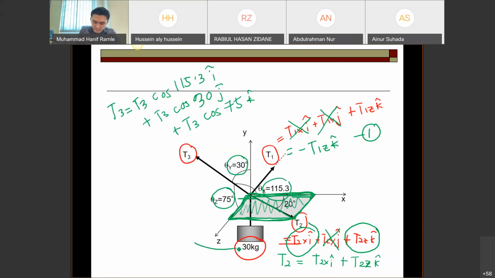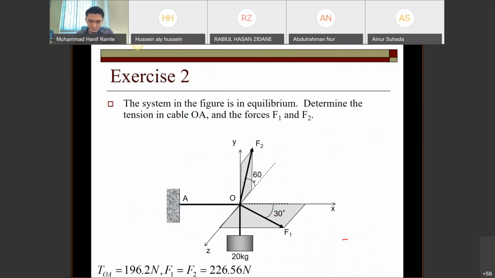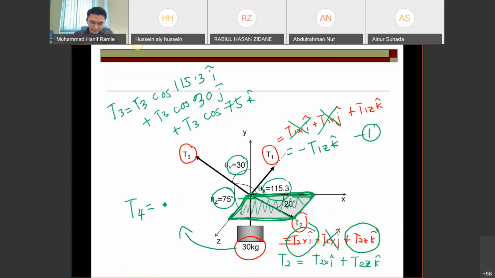And the last one, how many components are involved for the mass? Only one, the Y component. So let's say I put it T4, and T4 is only Y, and it should be a negative value, yes.